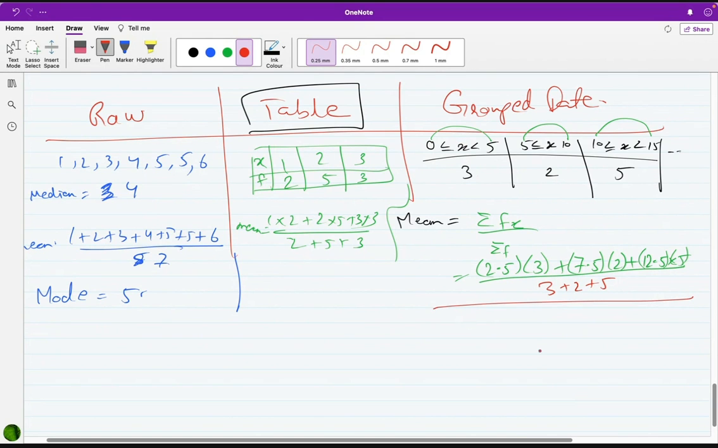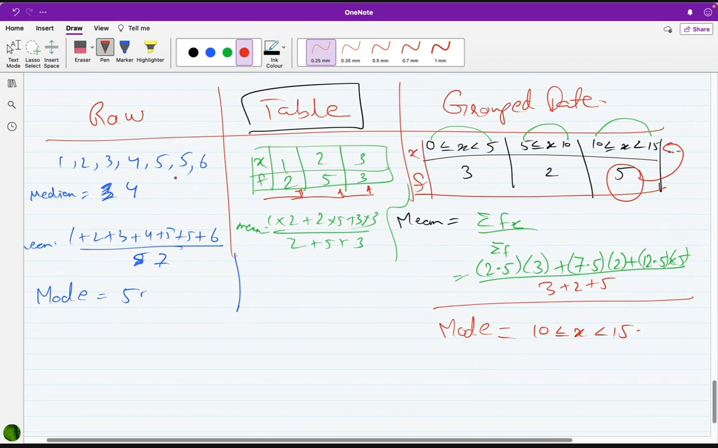Now, if we are talking about the mode, what can I say about the mode? Which one has the highest frequency? 5. Yes, 5 is the highest frequency, so I will copy this answer. 10 is less than or equal to x is less than 15. So this class is the modal class. About the median, it is exactly the same nature which we used in the table form. We counted from the left. We'll do the same in the grouped data.